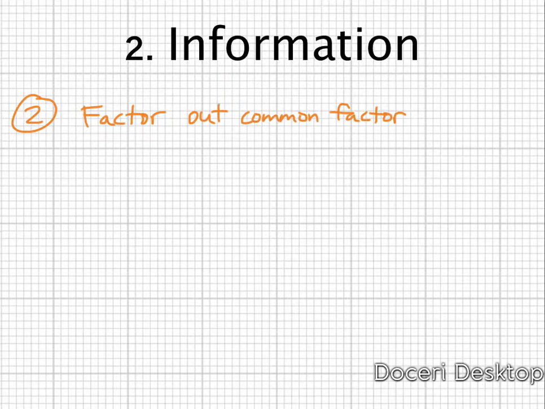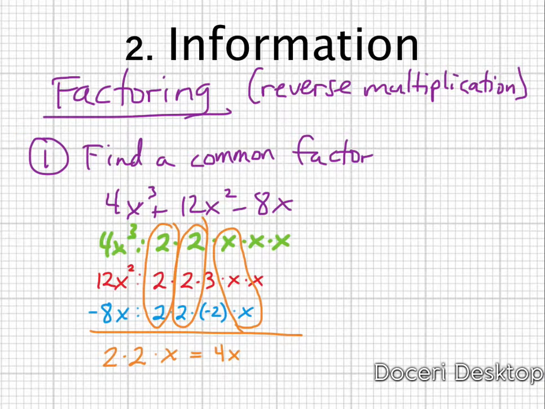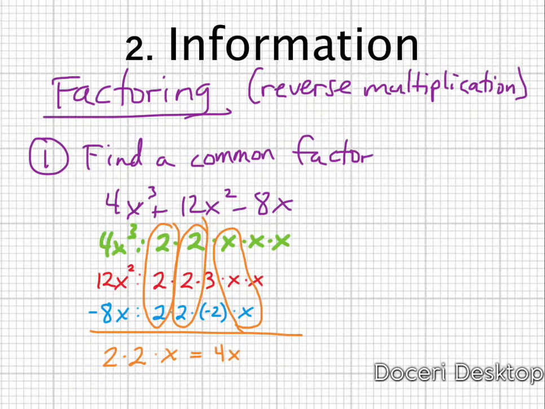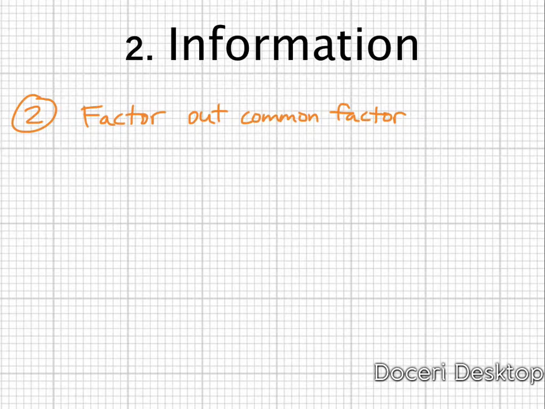Okay? So in the last example, our common factor was 4x. So we had 4x cubed plus 12x squared minus 8x. Actually, I'm just going to copy it and paste that here. There we go. So again, our common factor was 4x. So I'm going to factor that out.